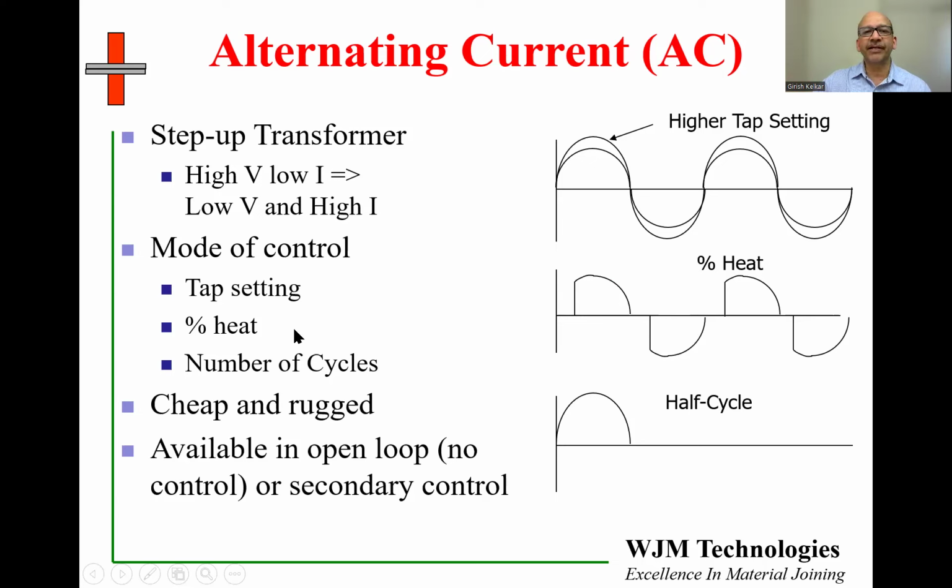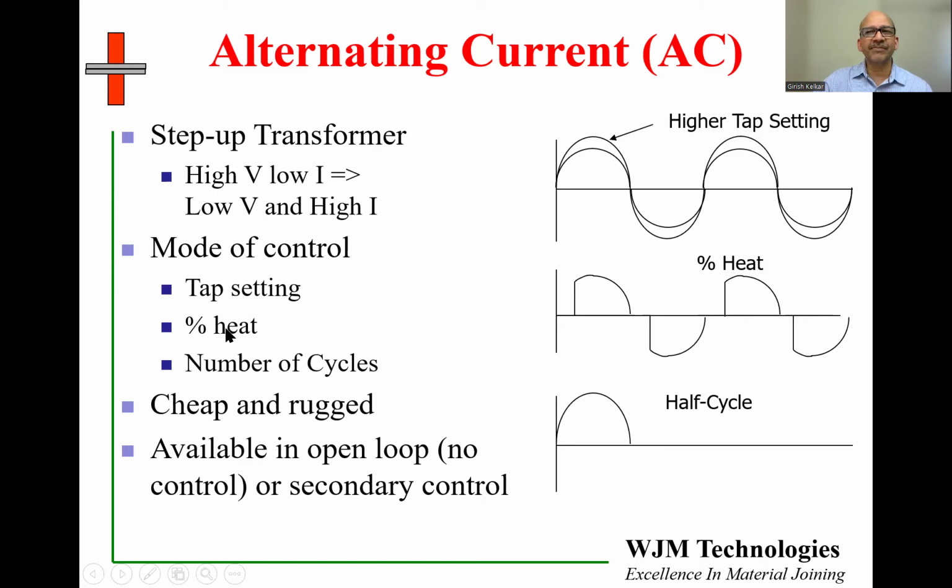There are three different control settings, which are open loop. The first is a tap setting. You can control how much is the maximum current that will flow out of the transformer by setting the tap. It can be either directly a knob on the transformer, or it could be hardwired.